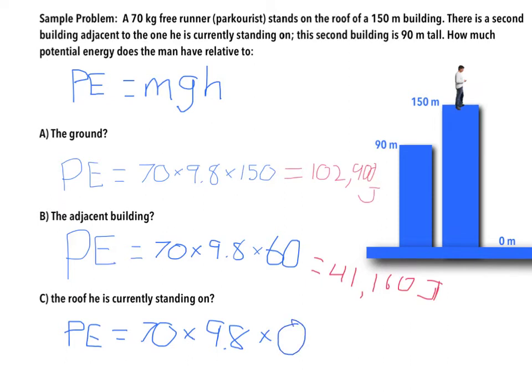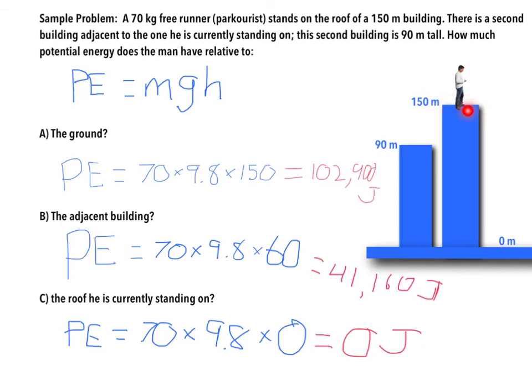And you can see where this is headed. I don't really need to even use a calculator here, because I know that anytime you multiply 0 through all of this equation right here, everything's being multiplied together, that zero means that we're going to end up with a total of 0 joules of energy. 0 joules. He has no potential energy right now. Again, standing right here, in reference to the roof he's currently standing on, he has no potential energy because he is at the lowest possible point he can possibly be at.